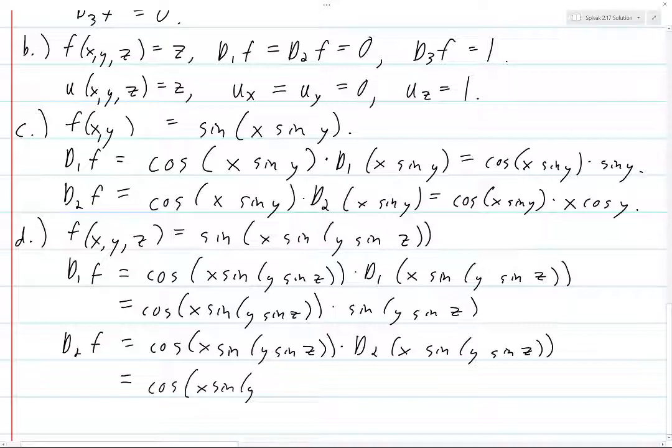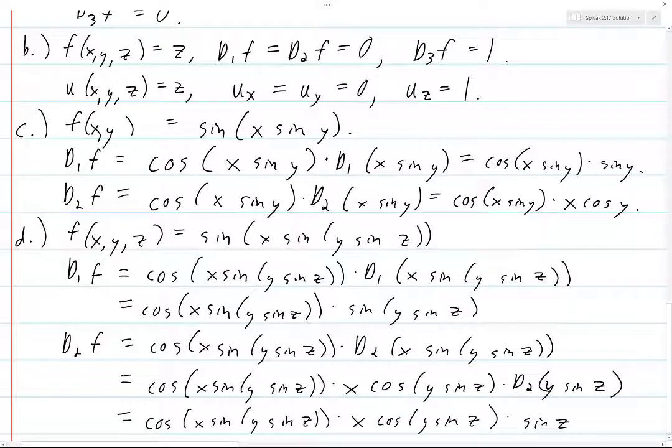When we take the derivative, the x stays there, and then we have to do the chain rule, so the sine of whatever becomes cosine of whatever. Then we multiply by d2 of the stuff that was on the inside, which is y sine of z. So finally, we get all of the stuff that we had before, which I am just going to completely rewrite: x cosine y sine of z times, and then when we take the derivative of this with respect to y, we just end up with sine of z.